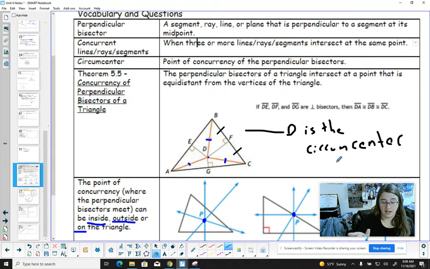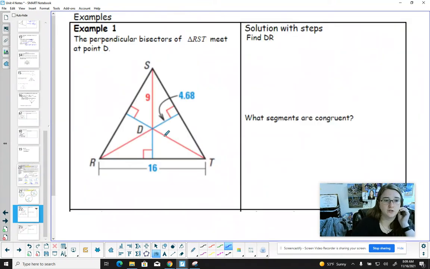Now, reminder, because this is nothing new: because I am drawing perpendicular bisectors, that also means that all of my sides are cut in half. So this side is cut in half right here, 1, 2, 3, 4. 1, 2, 3, 4. And this side is cut in half right there. That is still true because we're dealing with perpendicular bisectors.